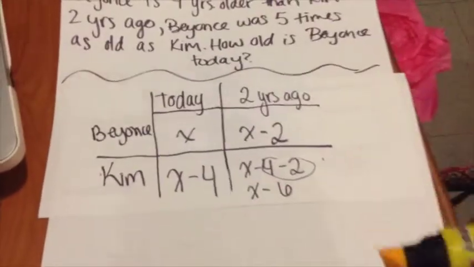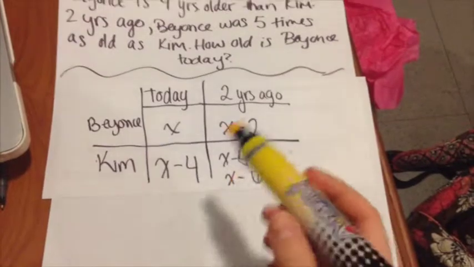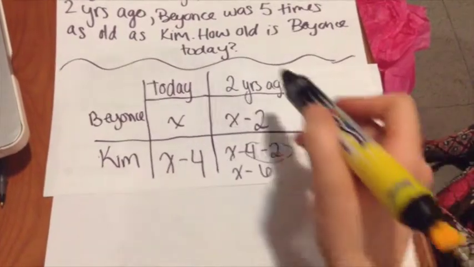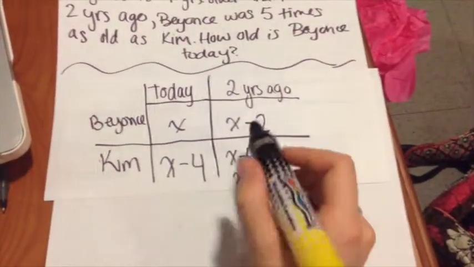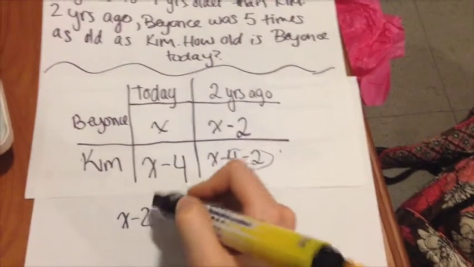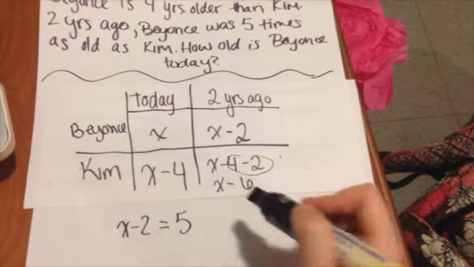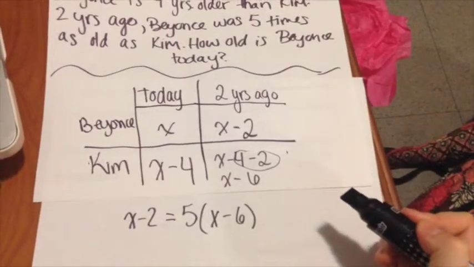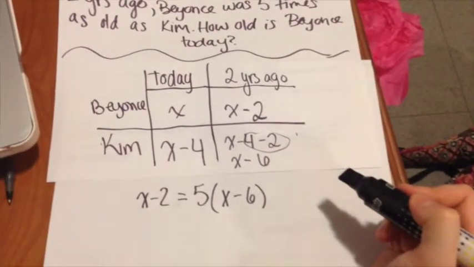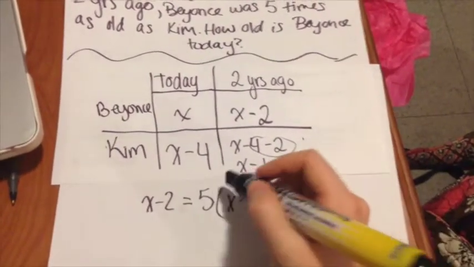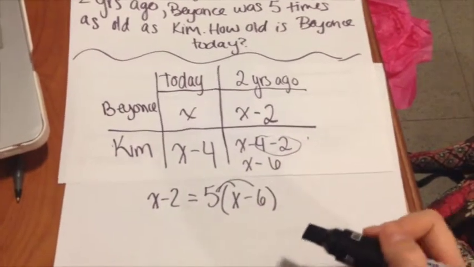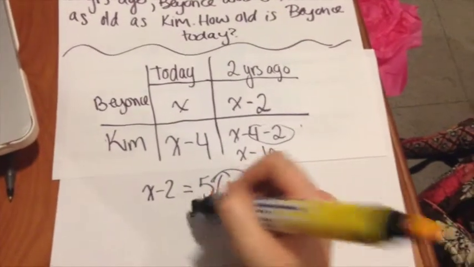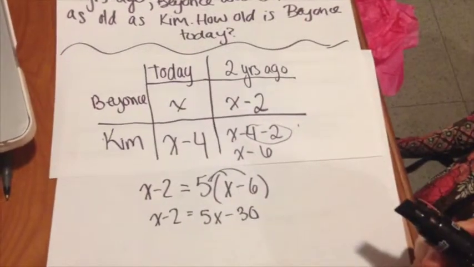I'm still using our chart, of course. So we know that 2 years ago, Beyonce was 5 times as old as Kim. So Beyonce 2 years ago, our X minus 2, was 5 times as old as Kim was 2 years ago, which was our X minus 6. From there, all we have to do is solve for Beyonce's age, that X, correct? So let's go ahead and distribute this 5. So we have 5x minus 5 times 6, which is 30. And that's going to leave our x minus 2 alone over there.